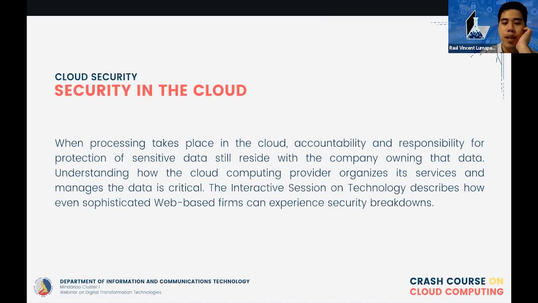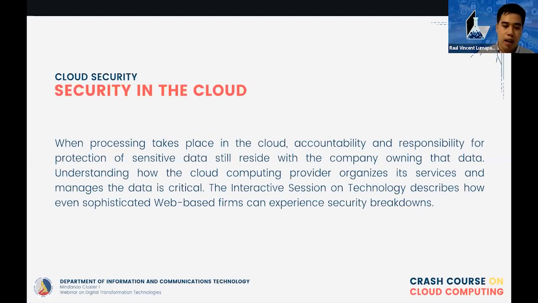When processing takes place in the cloud, accountability and responsibility for protection of sensitive data still reside with the company owning that data. Understanding how the cloud computing provider organizes its services and manages the data is very, very critical.